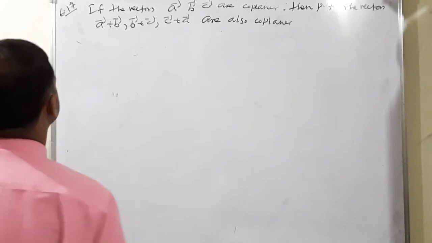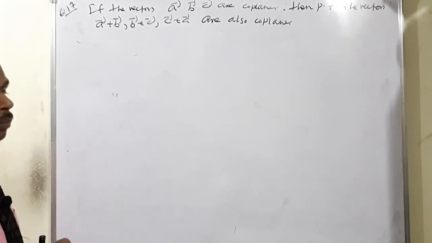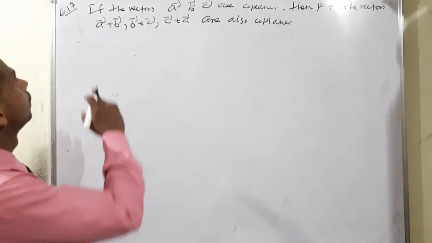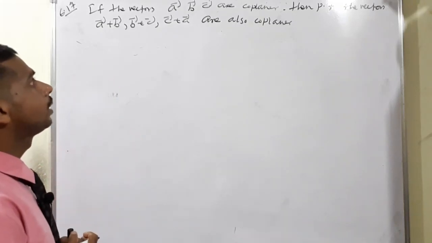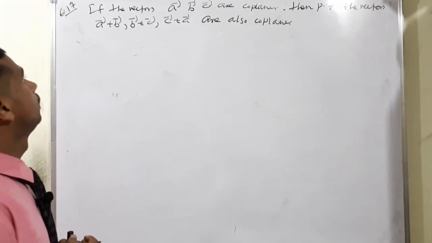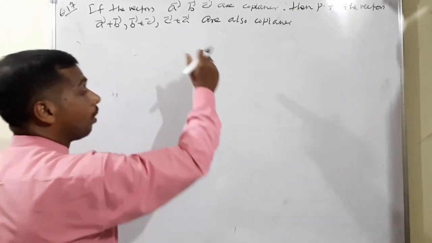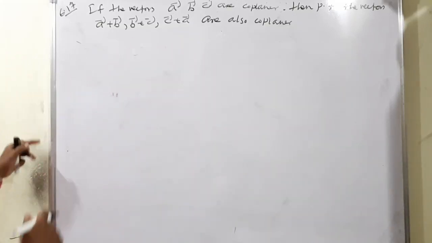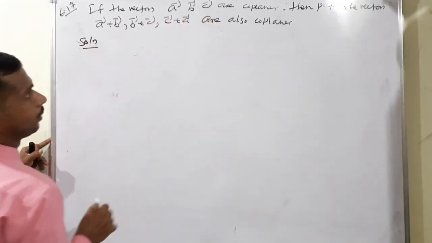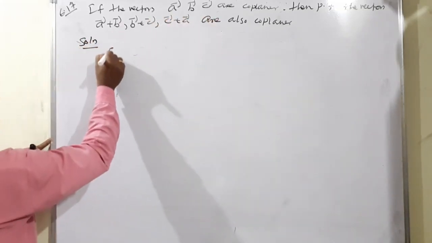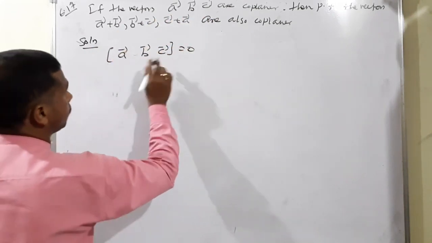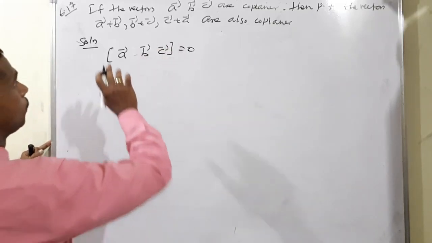Moving to example 6.17, one of the important theorems. The question is: if the vectors A vector, B vector, C vector are coplanar, then prove that the three vectors formed from them are also coplanar. Look at the solution. A vector, B vector, C vector are coplanar means we can write the box product of A vector, B vector, C vector is equal to 0. Then we have to prove the condition.